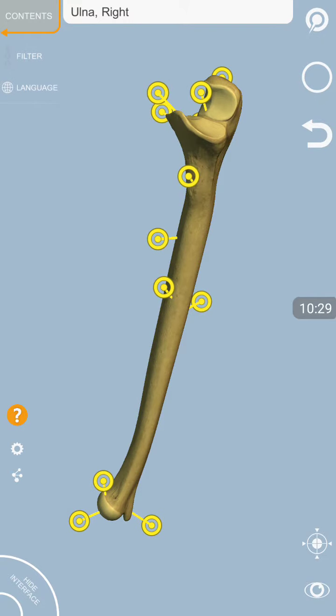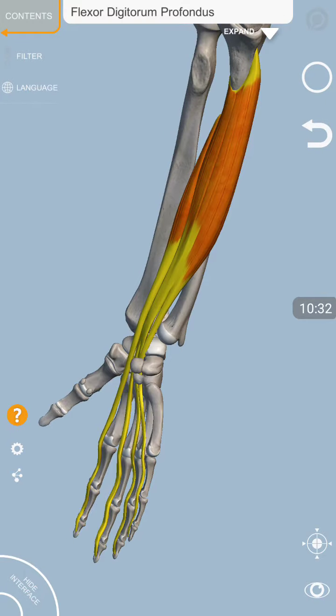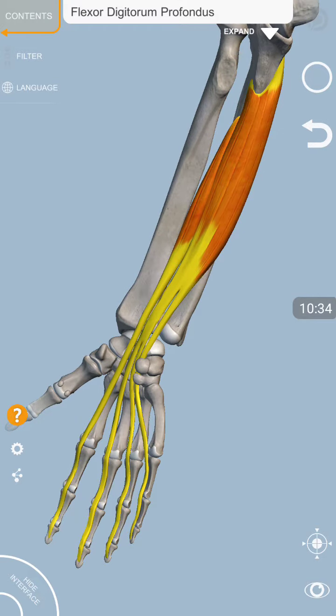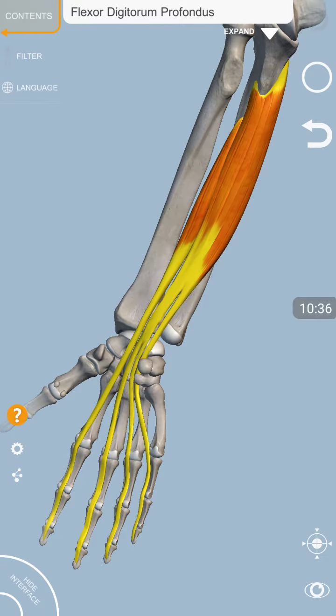Now look at this muscle. This is flexor digitorum profundus. The word profundus itself means deep. When you say someone has profound knowledge of the subject, it means somebody has deep knowledge of the subject. So when the muscle's name is flexor digitorum profundus, it is understood that this muscle is from the deepest layer.